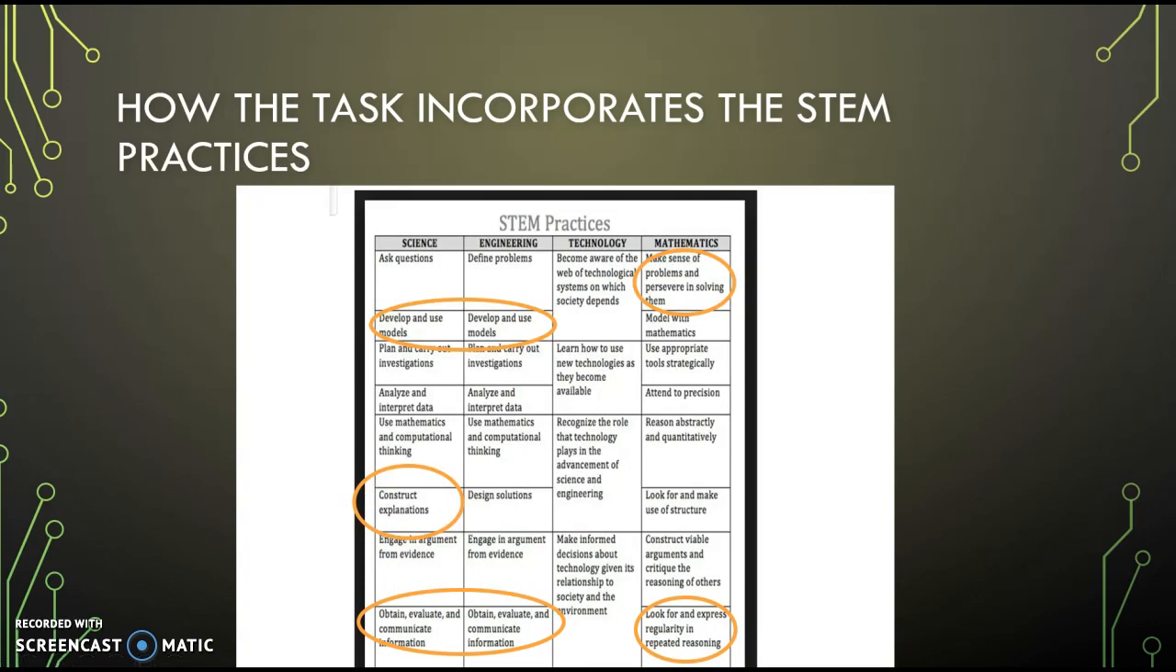So how this incorporates into our STEM practices, obviously developing and using models. They were using the circuit as a model. Constructing explanations for how it worked and why it worked a certain way but didn't work a different way. And overall just evaluating and communicating their information. And one of the biggest ones I was really looking at for them to do was make sense of the problem and persevere in solving it.